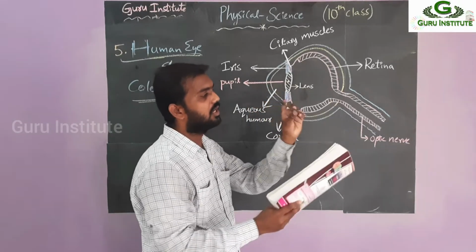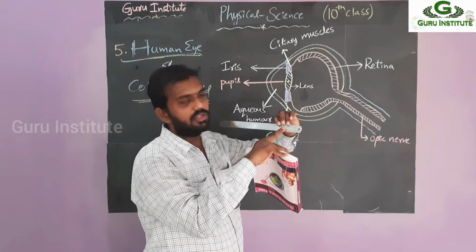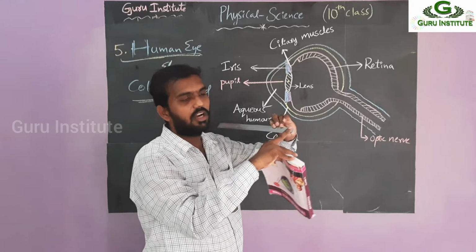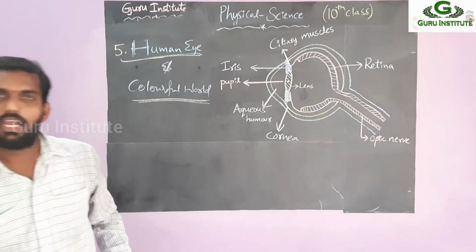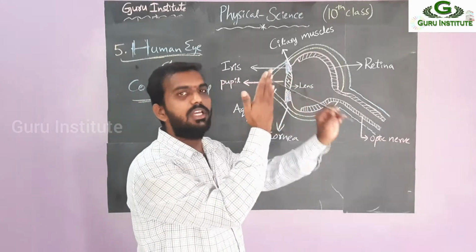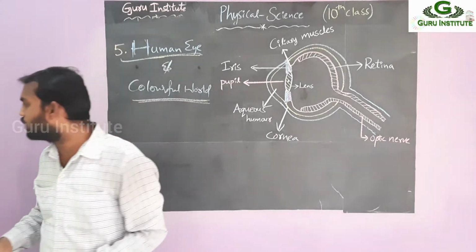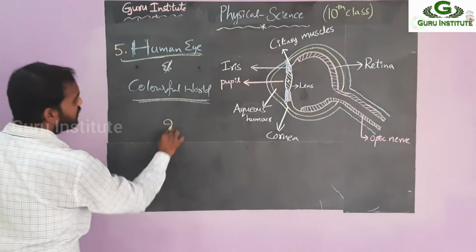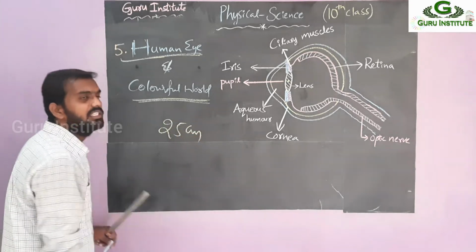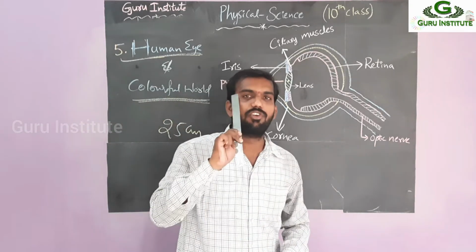So now it means what? Here only we are getting the clear image. So you will get 25 centimeter, not the total scale. So it is 25 centimeter. Whatever you take, either book or your hand, compulsorily it should be 25 centimeters only. So at the distance of 25 centimeters only, you can see the clear image of any object which is in front of your eye.